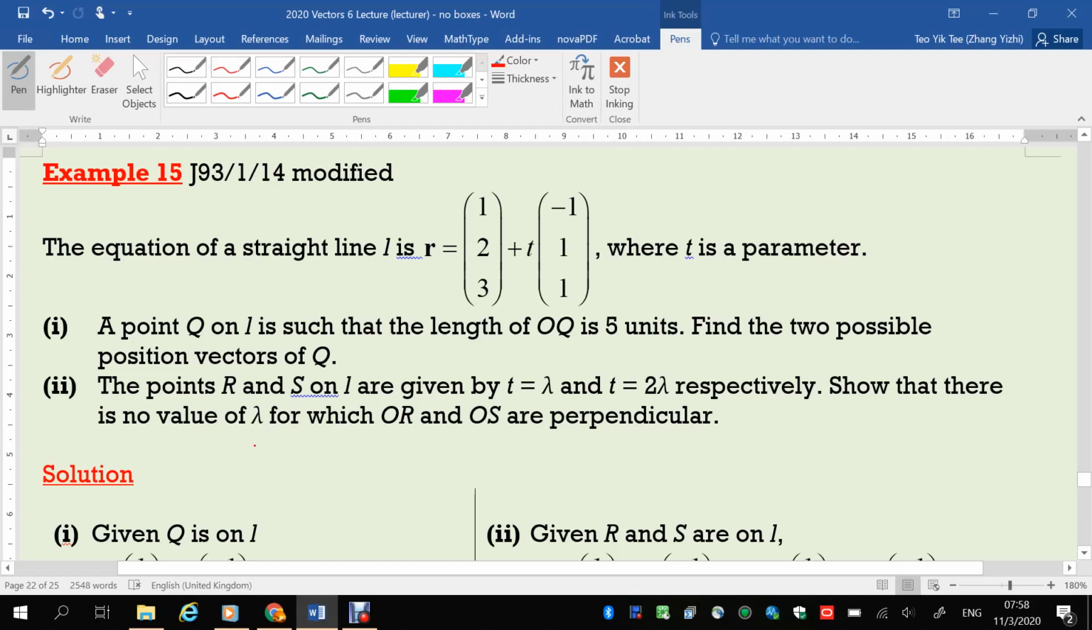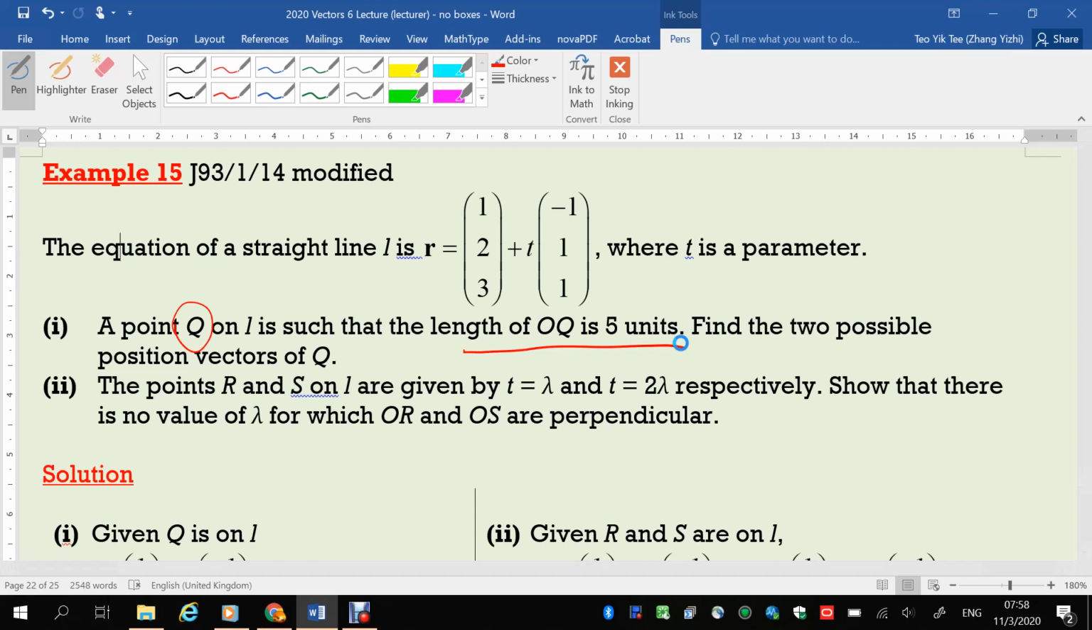Okay, example 15. In this question you are given the equation of the line L in vector equation form, and then they tell you that you have a point Q, and this point Q is on the line L. The condition is that the length of OQ is 5 units. So your job is to find the possible vectors, the position vectors of Q.